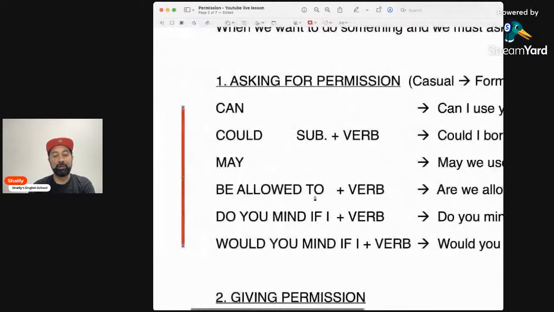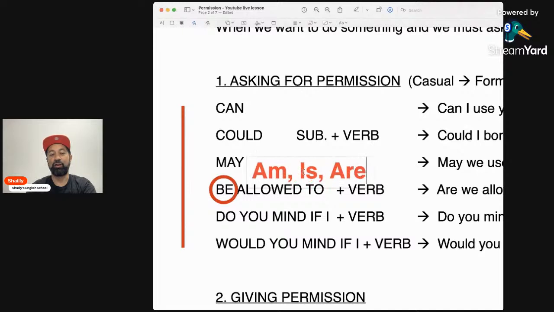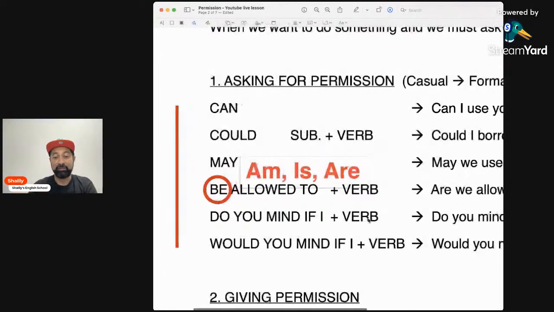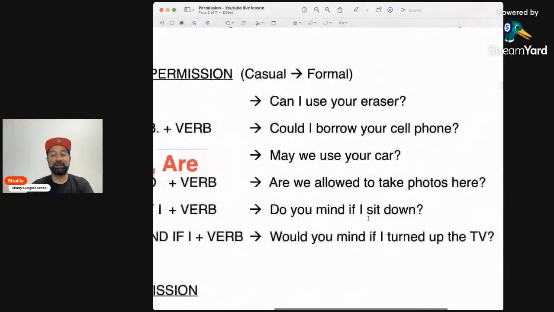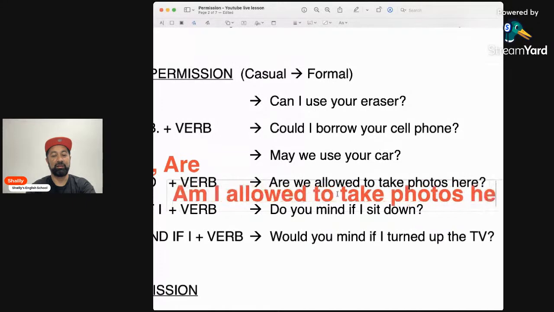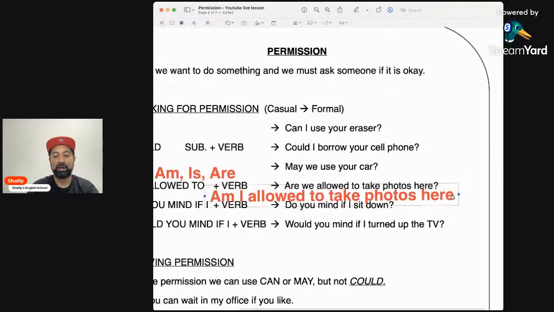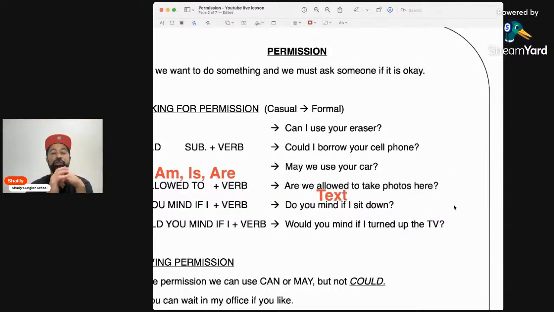So if we look at this grammar, we're using the be verb. Okay, so if we use the be verb, we have three choices. We can use am, we could use is, or we could use are. So am, is, or are is how we start the question. So make sure your be verb and your subject are matching. So we've got, are we allowed to take photos here? If I change the subject to I, then it's, am I allowed to take photos here? So I want to know the rules for this. So make sure you match your subject and your verb.